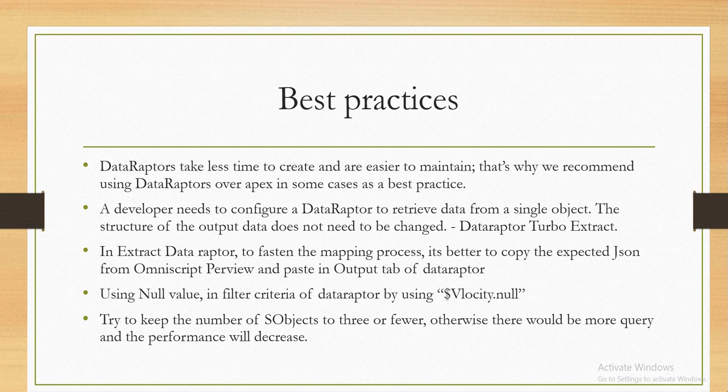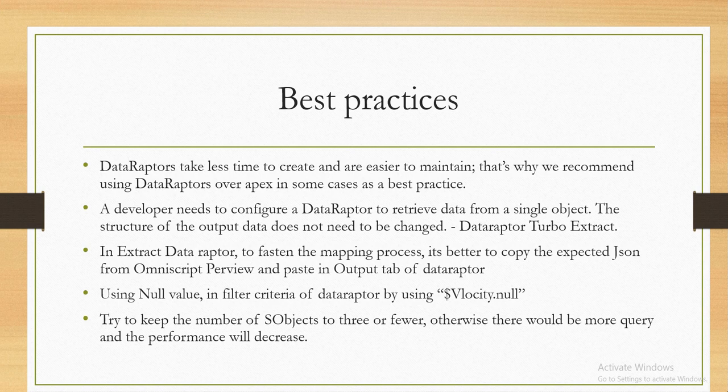In the extract Dataraptor, to speed up the mapping process, let's say we have a Dataraptor extract and a Dataraptor post in a single Omniscript, and you want the response from the Dataraptor extract to be used in the Dataraptor post for mapping your field names. In that case, you can copy the JSON output from your Omniscript preview and put it in the output tab of the Dataraptor, so that you have the expected input or output JSON and can map it easily that way.